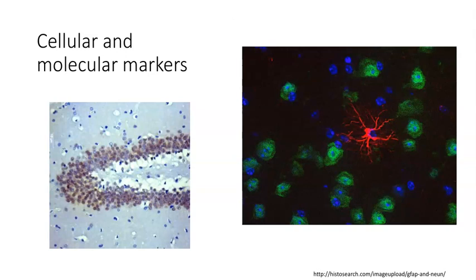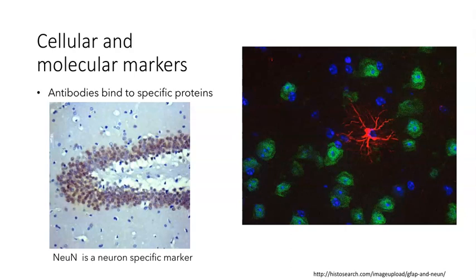As molecular and cellular biology advanced, it became possible to use other techniques. A widely used technique is using antibodies to label specific proteins. Here on the left side, this is a section through a hippocampus that's been stained with NeuN, which is a neuron-specific marker. That's the brown labels. All of those brown cells are neurons. You can see that there are other cells that have been counterstained with Nissl stain that are not neurons, presumably.